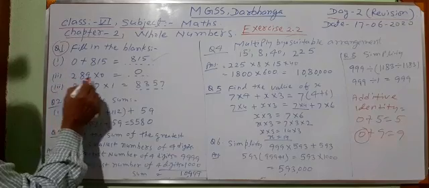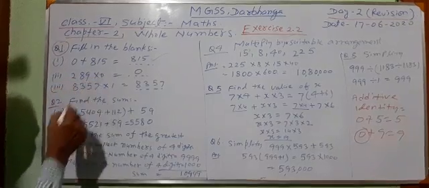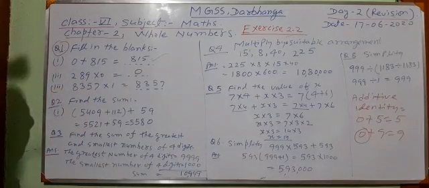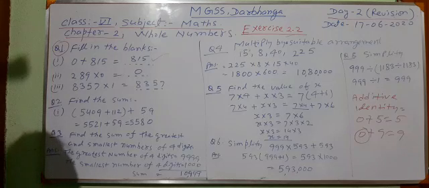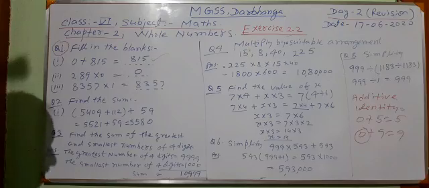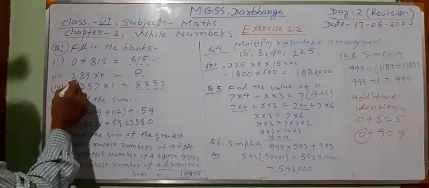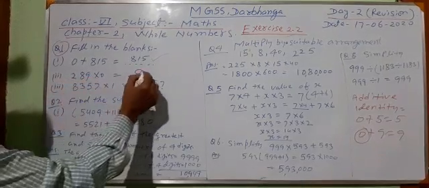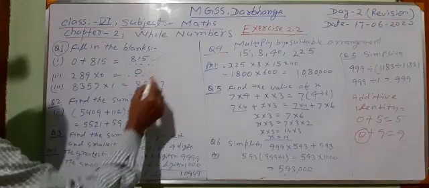Second question is 289 multiplied by 0. What will be the answer? This is the property of 0. If any number is multiplied by 0, the product is 0. Here 289 will be multiplied by 0. The product will be 0.